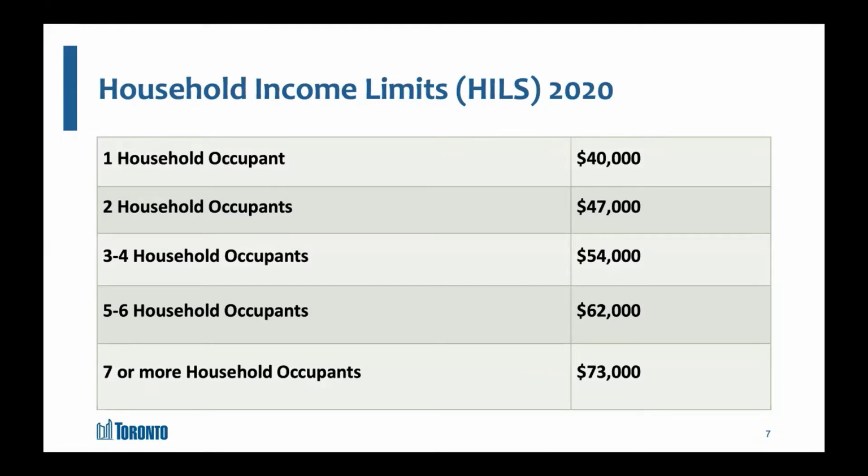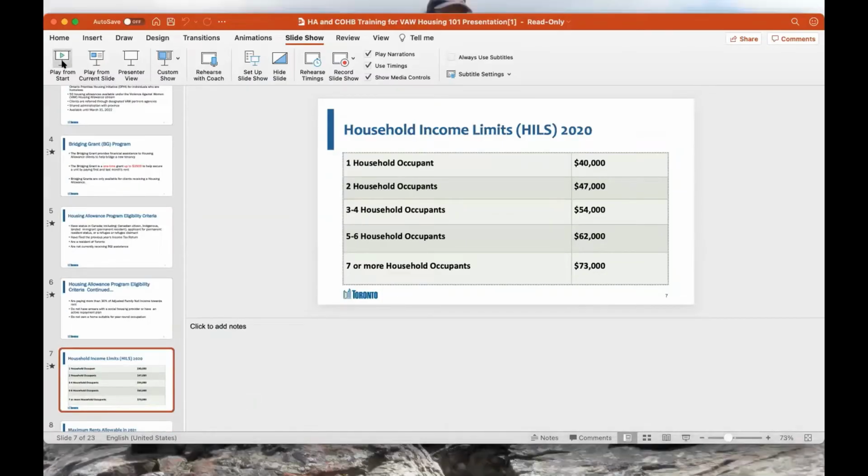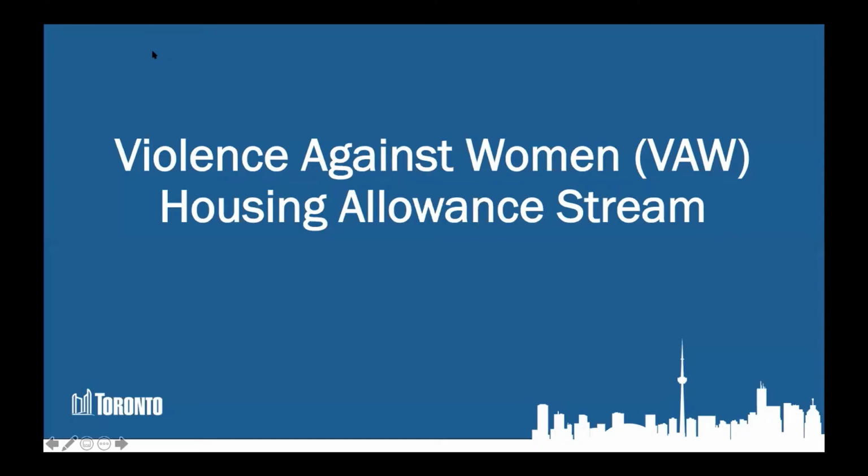Okay, so these are our household income limits. Essentially, if a client is applying for the program, if it's one household occupant, their household income must be below $40,000. If there are two occupants in the household, the income must be below $47,000, and so forth. And this is net income and the yearly household income limits.